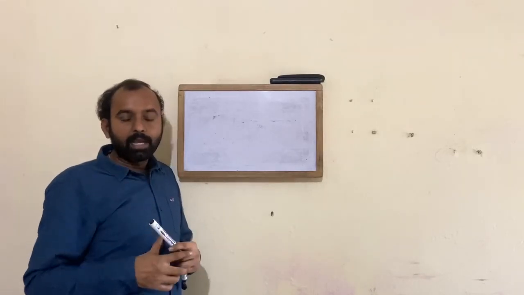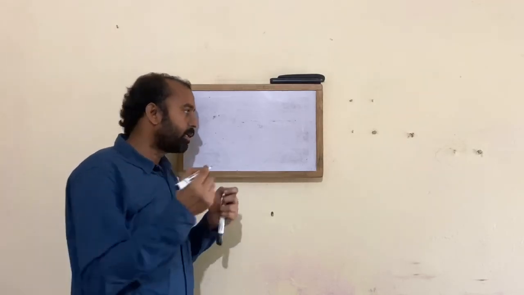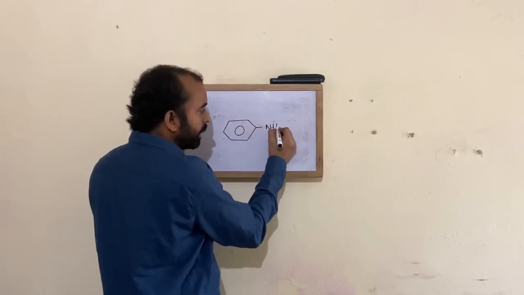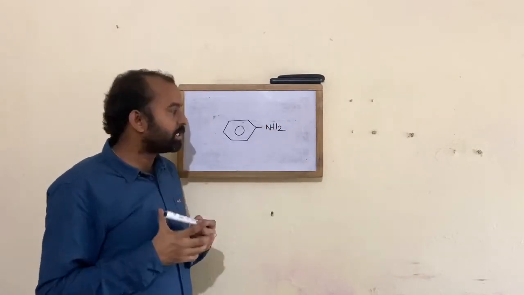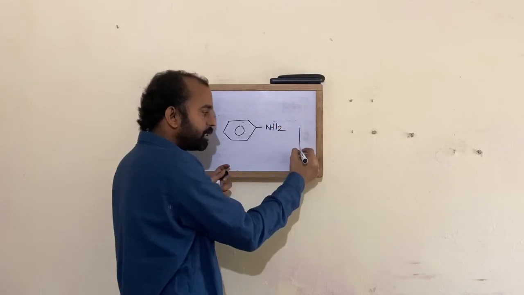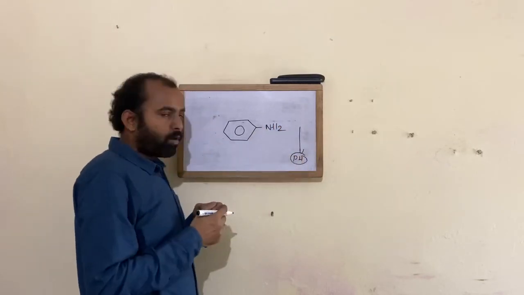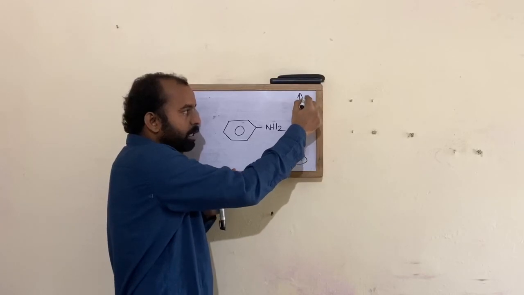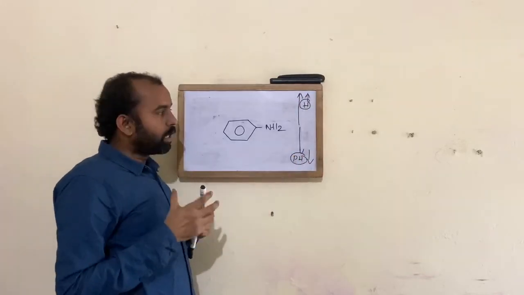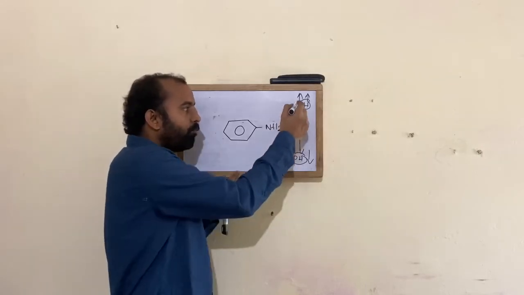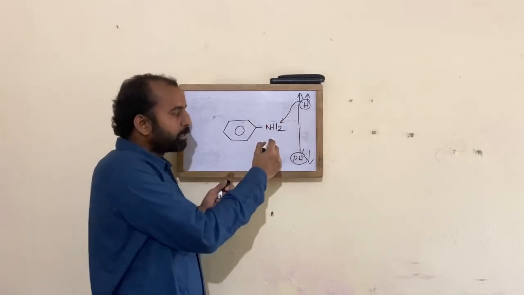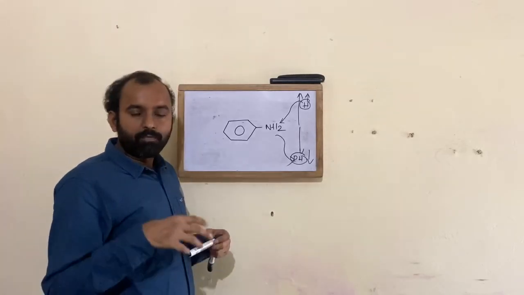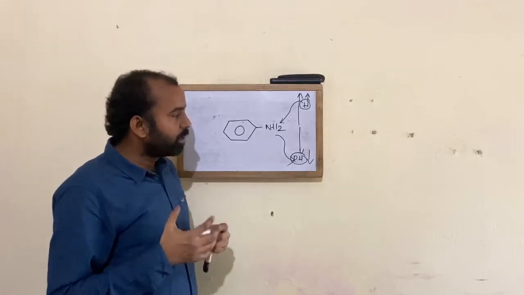Let us see the effect of pH on your fluorescence intensity. Let us take one molecule, NH2, that is aniline. These amines are generally basic in nature. Now when there is an increase in acidic or basic pH, a proton donor will form a cation and a proton acceptor will form an anion. So one is fluorescence active, the other one is fluorescence inactive. These are the fundamental information which you need to know.